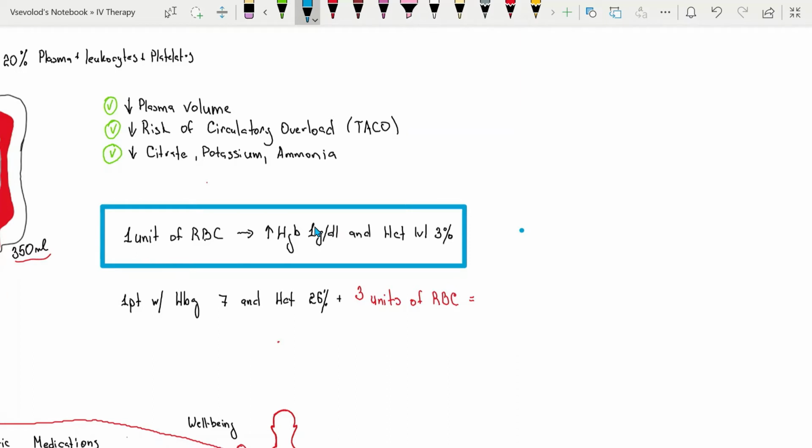Well, it is simple. 3 units multiplied by 1 gram for hemoglobin will raise the patient's hemoglobin to 10 grams per deciliter. And 3 units of red blood cells multiplied by 3% raises the hematocrit by 9%. So the current hematocrit will be 35%, which is much better.